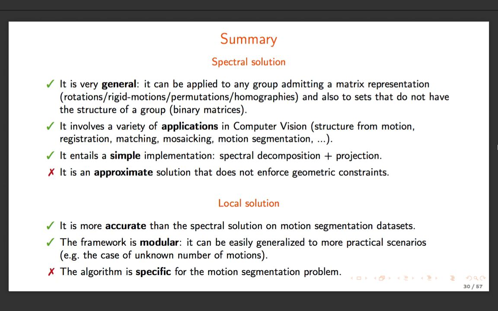Concerning the local solution, it is more accurate than the spectral solution on motion segmentation datasets. Moreover, the framework is modular, so it can be easily generalized to more practical scenarios. For instance, methods working with an unknown number of objects are available both for fundamental matrix fitting and permutation synchronization. The main drawback is that this algorithm is specific for motion segmentation, so it is hardly generalizable to other computer vision problems.